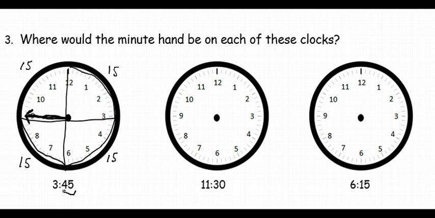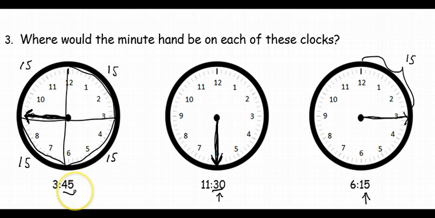In my next clock, I'm looking for 11:30, so the minute hand needs to show us 30 minutes have passed. The first quarter would be 15 minutes, and then another quarter would be 30 minutes. So that hand will point straight down at the 6. And my final clock is looking for 6:15. 15 minutes is 1/4 of the hour, and that means my minute hand would be pointing at the 3, because this section is 15 minutes. So you can see how understanding fractions of the clock can help us with telling time.